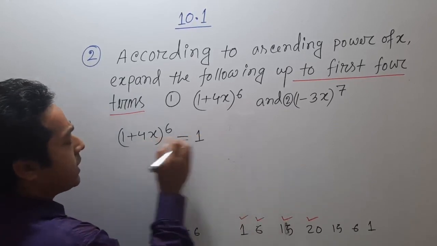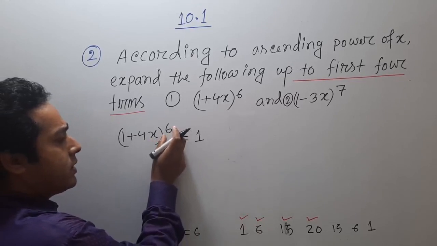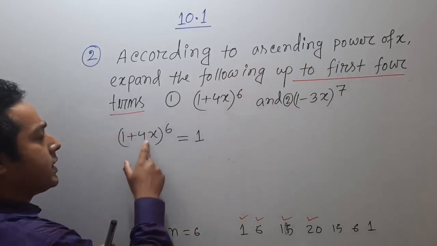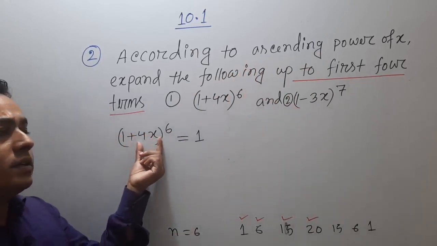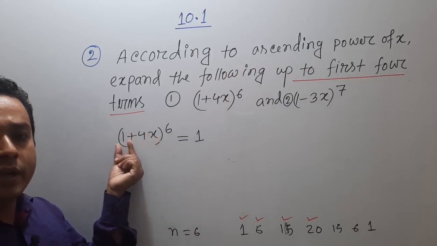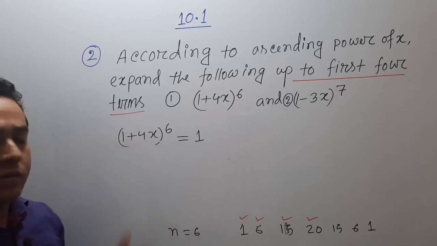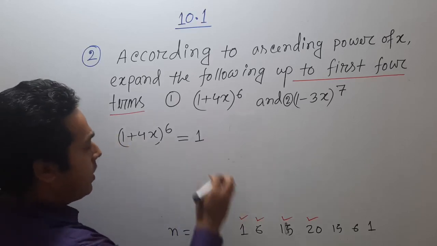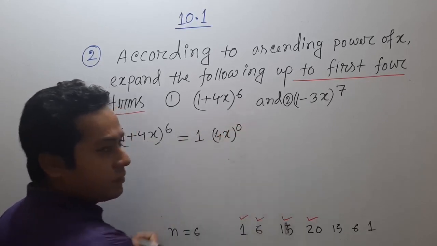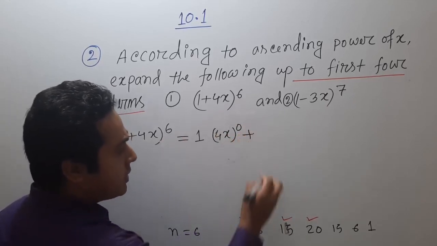You have to maintain the ascending power of x for the second term, and the first term you have to maintain in descending order. But here the first term is 1, so no need to mention it. So from 1, here 4x to the power 0, the ascending power starts from 0, and here is 6.